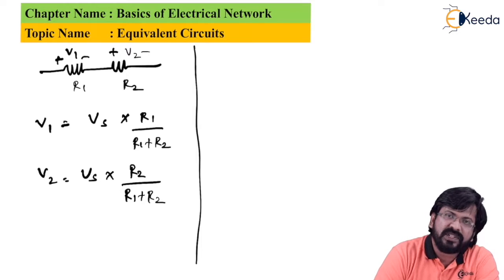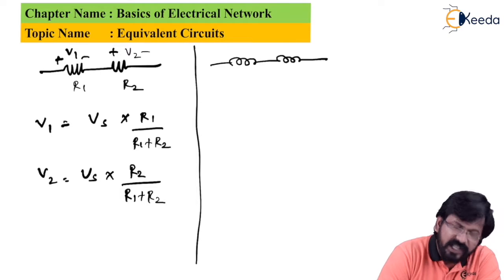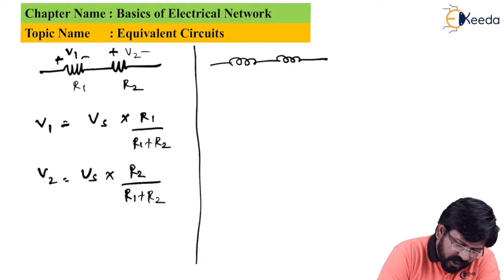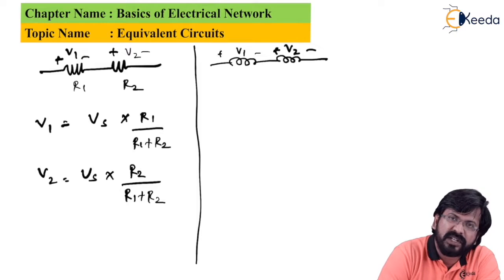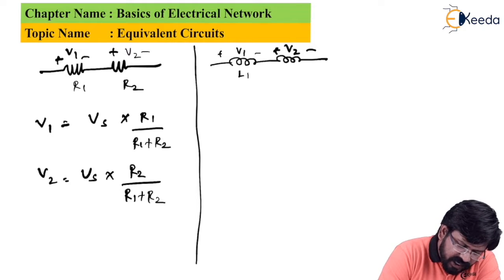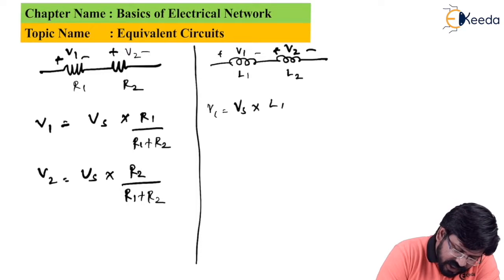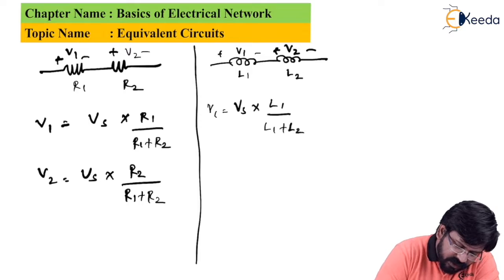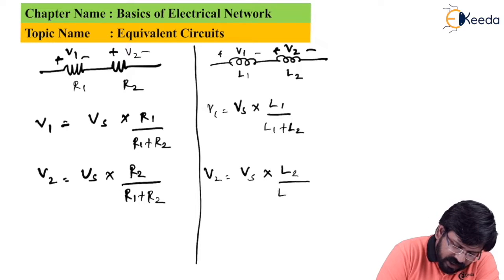Let's see what happens in case of inductors. Assume that it's a part of a closed loop where across this there is voltage V1, across this there is voltage V2 and the supplied voltage is Vs. Assuming this is L1 in Henry, L2 in Henry. In that case, V1 will be supply voltage Vs multiplied by L1, since V1 is the voltage across L1, divided by L1 plus L2. Similarly, V2 will be equal to supply voltage Vs, since V2 is the voltage across L2, multiplied by L2 upon L1 plus L2.